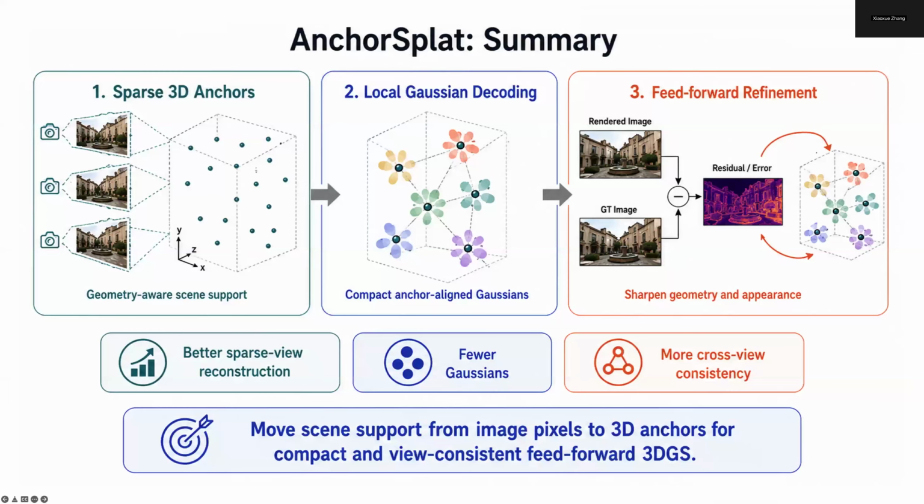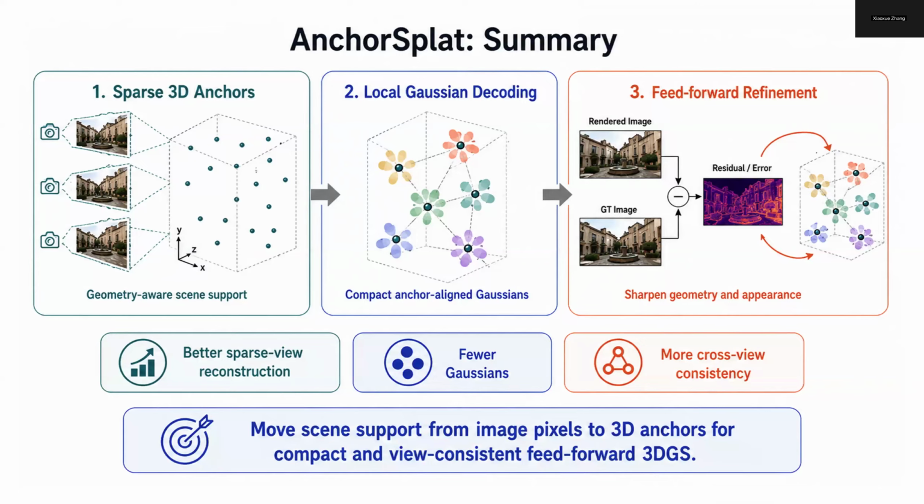The final slide summarizes AnchorSplat in 3 steps. First, this method uses geometric priors to build the sparse 3D anchors, which provide the stable scene spots in 3D space. And second, it decodes a small local set of Gaussians around each anchor, giving a compact anchor-aligned representation. Third, a feed-forward refiner uses the rendering residuals to further improve the geometry and appearance.